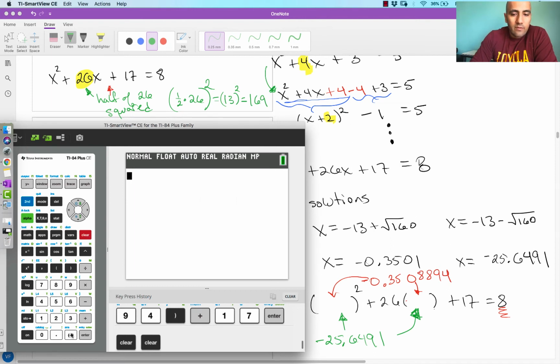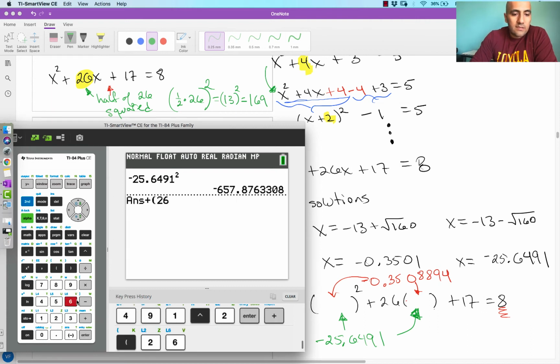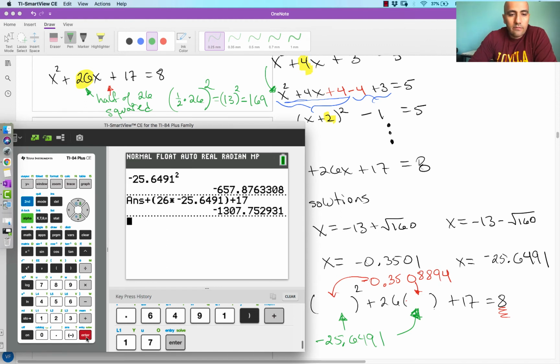Okay, so we have negative 25.6491, and want to raise that to the power of 2. So that gets squared, plus parentheses 26 times negative 25.6491 plus 17, and again, hopefully we're pretty close to 8. Whoa, not close to 8 at all.